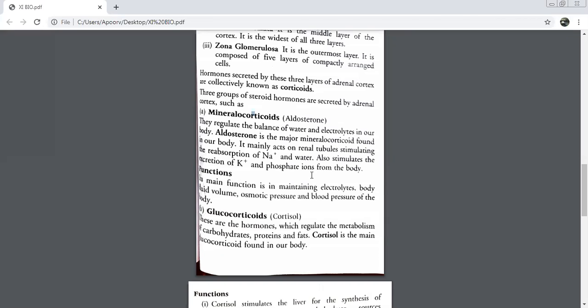It will help in the reabsorption of which minerals? Which mineral in the kidney? Calcium. No, here we are talking about sodium. The calcium one was different, beta. We did the calcium one yesterday. That was a different gland.